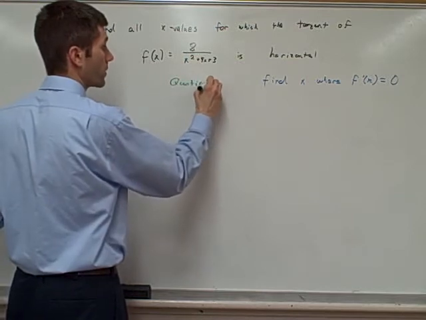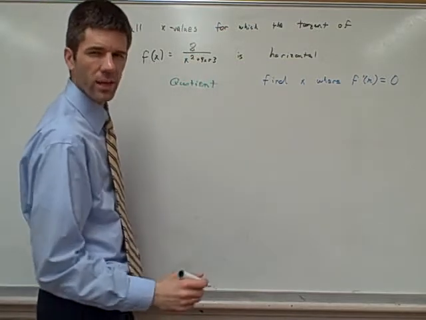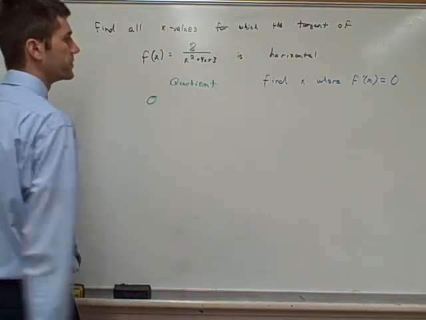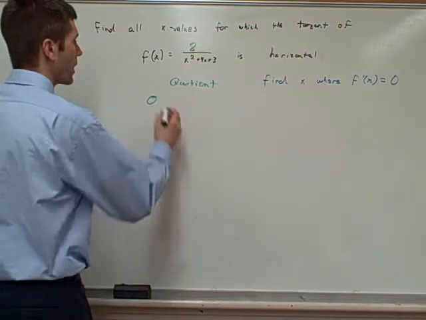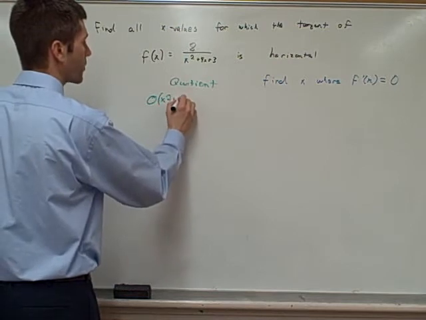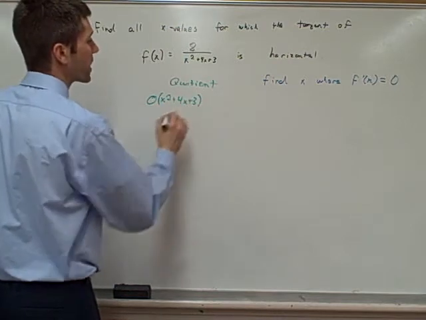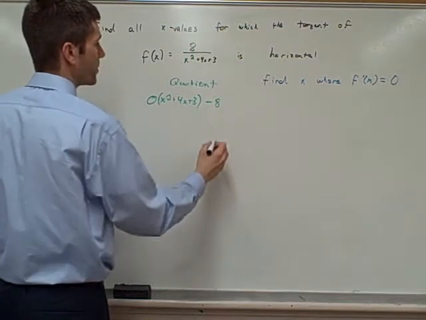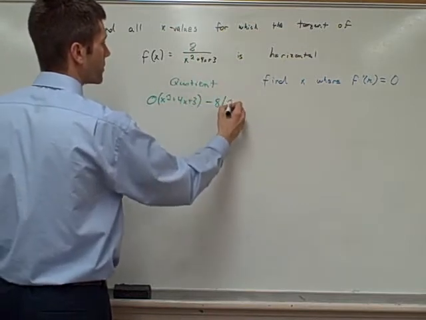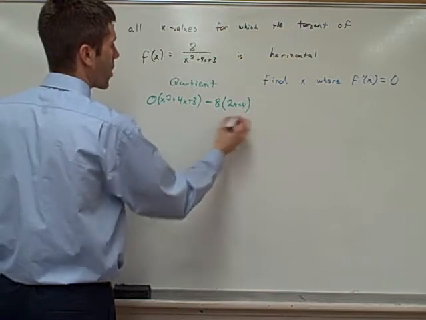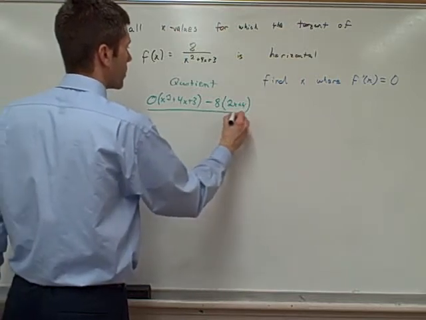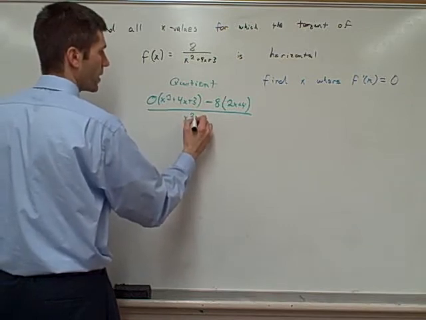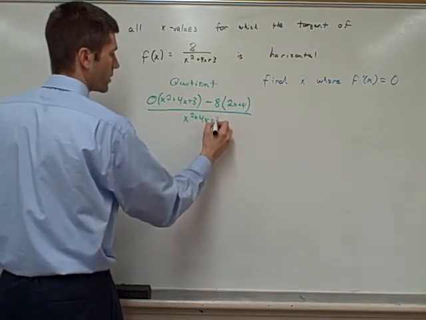Quotient. You know what? I'm going to do it in my head. Watch this. F prime g, it's about to cancel anyway. 0 times that. F prime g minus f g prime: 2x plus 4, all divided by g squared.